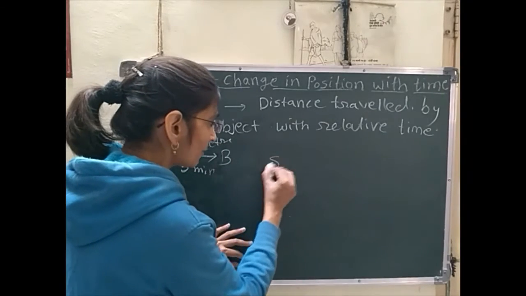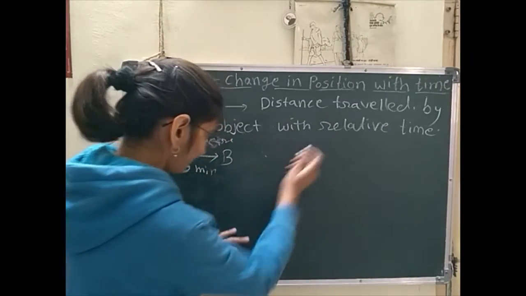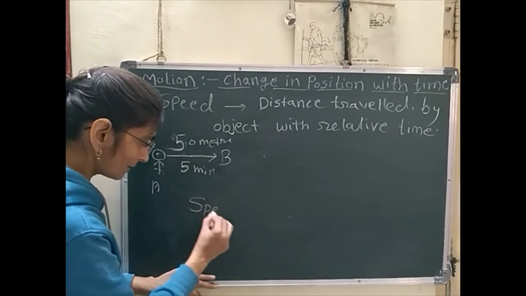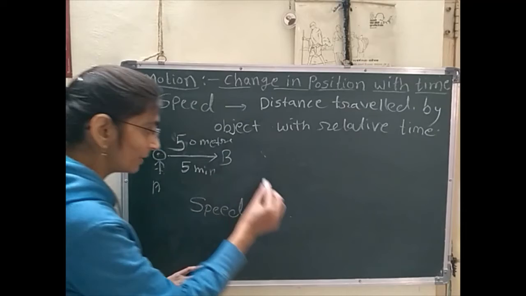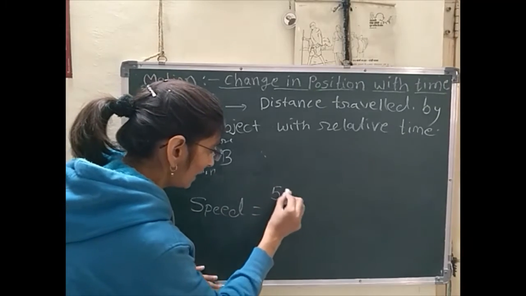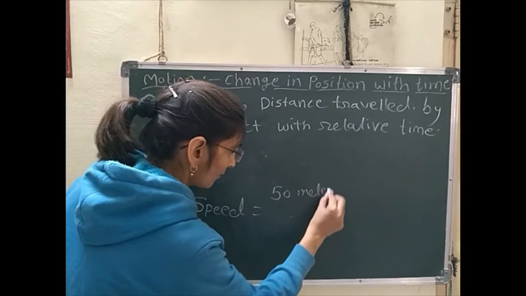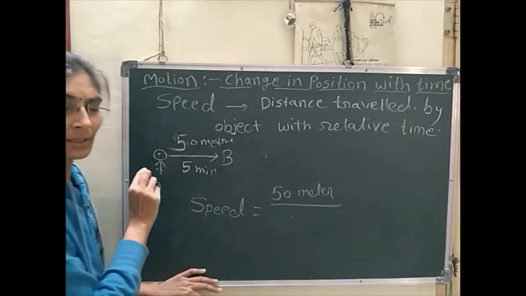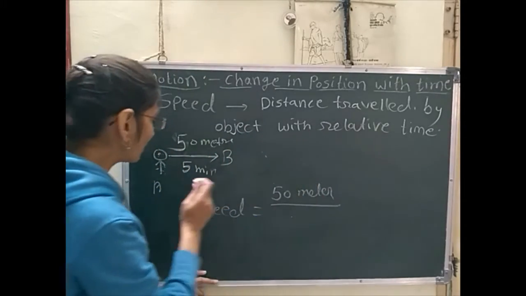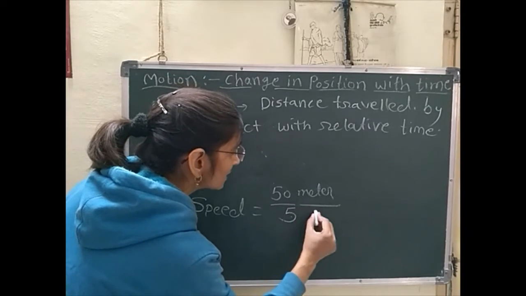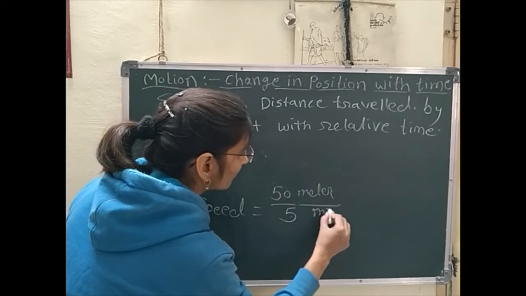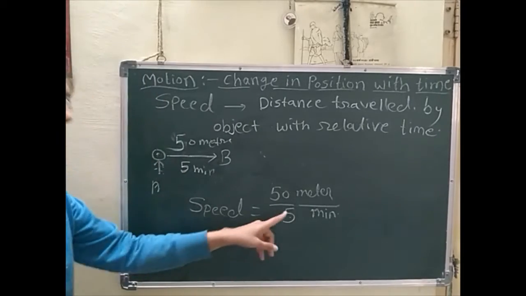So what is the speed? What is meant by speed? Speed is the distance traveled by this person from A to B, that is 50 meters, along the time, with the relative time. What is the relative time? The relative time is 5 minutes.